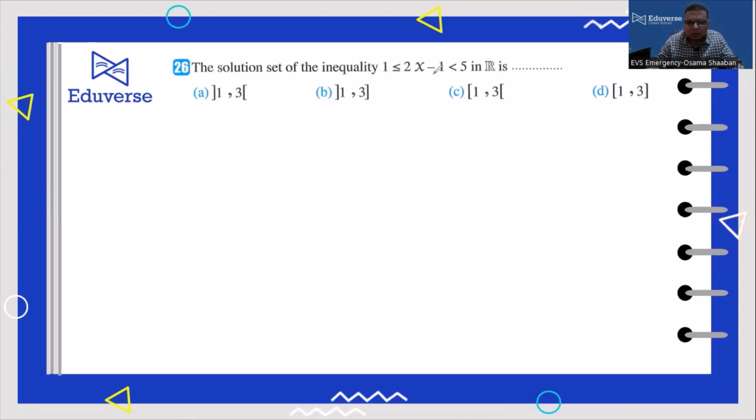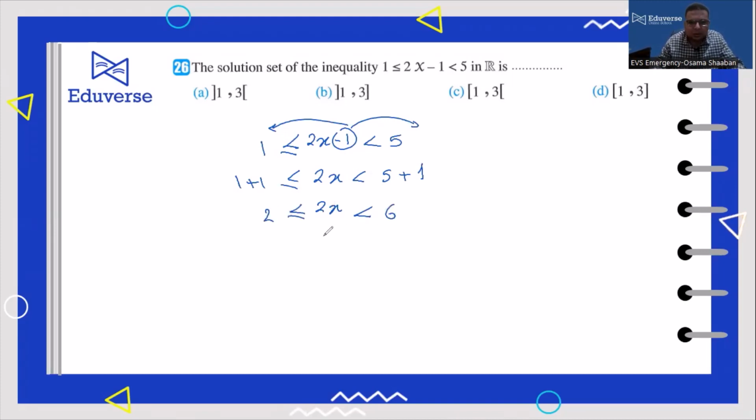The solution set of the inequality: 2x minus 1 bigger than or equal to 1 and less than 5. So I can add 1 to all sides. 2x minus 1 plus 1 is 2x, so 2x bigger than or equal to 1 plus 1, which is 2, and less than 5 plus 1, which is 6. Then divide by 2. So x is bigger than or equal to 1 and less than 3. So the solution set here is the interval from 1 closed, because here is equal, and 3 open. So you will choose T.